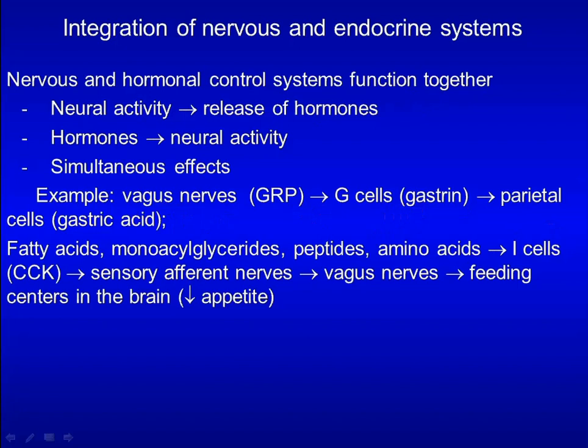Second example is CCK. The presence of fatty acids, monoacylglycerides, peptides, and amino acids triggers release of CCK from I cells in the duodenum and jejunum. CCK acts on sensory afferent nerves, and signals are transmitted through vagus nerves to the feeding center in the brain, which inhibits appetite. This is an example of how hormones affect neural activity.